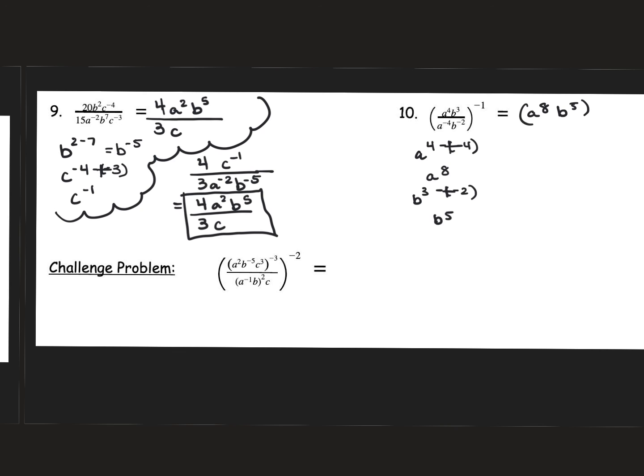But we also cannot forget about the fact that we're raising it to the power of negative 1. So we have negative 1 times 8, which gives us negative 8, and negative 1 times 5, which gives us negative 5. Since both of these bases are in my numerator and have a negative exponent, we have to drop them down to my denominator. And we have a to the 8th, b to the 5th.